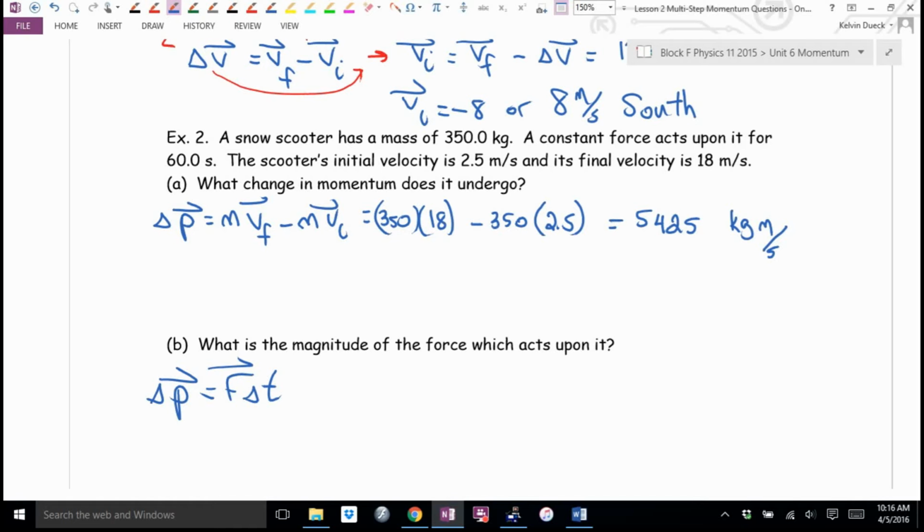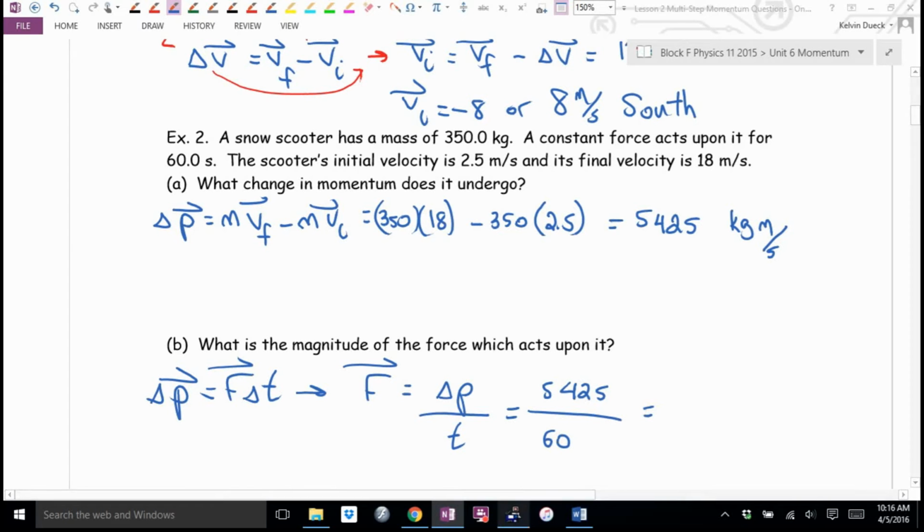How would I get the F by itself, Courtney? Divide by time. So if I hear you, it's going to be that. I got sloppy. I didn't write the change in, but yeah, it's going to be divided by t. What was the impulse, Courtney? 5,425 divided by. Is there a time?